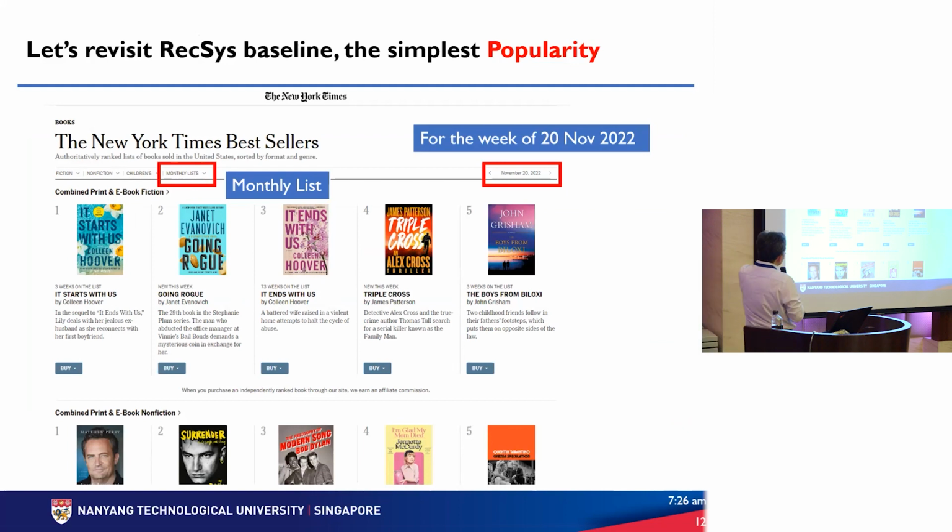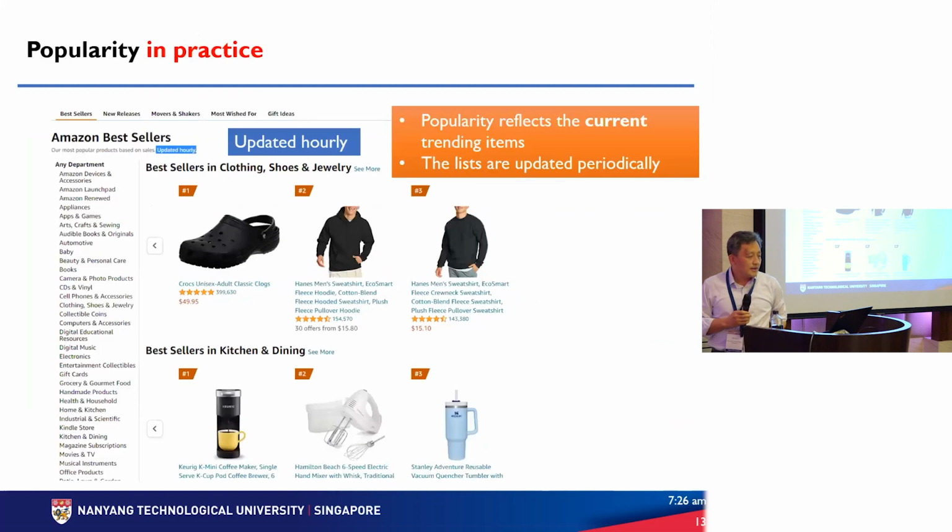So this is the New York Times bestsellers, and they publish this every week. So these are the most popular books this week, all right? Of course, if you want to see the monthly list, you can click, it's monthly, all right? And this one is Amazon popular, and they update this list on an hourly basis.